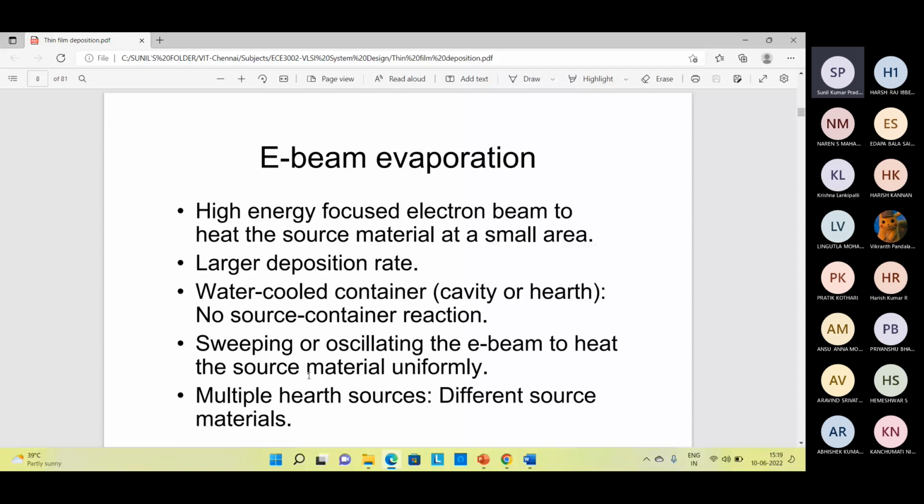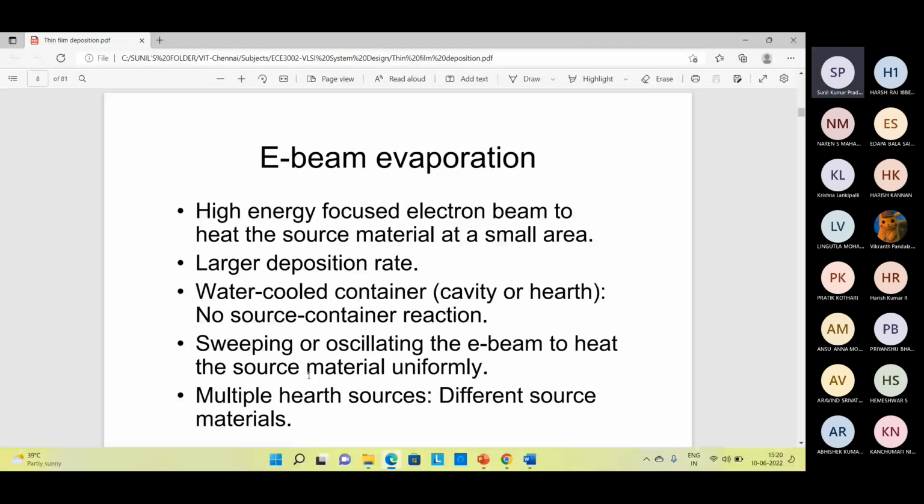As compared to thermal evaporation, the deposition rate is larger in electron beam evaporation. So that means a larger deposition rate is there in electron beam evaporation. Now, we need a high energy force in electron beam, so the water cooled container or cavity or hearth is generally associated with it, and that is why there is no source container reaction in those cases.